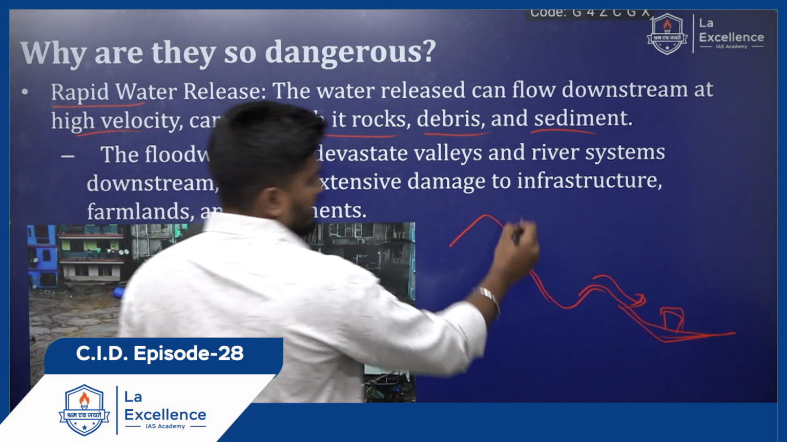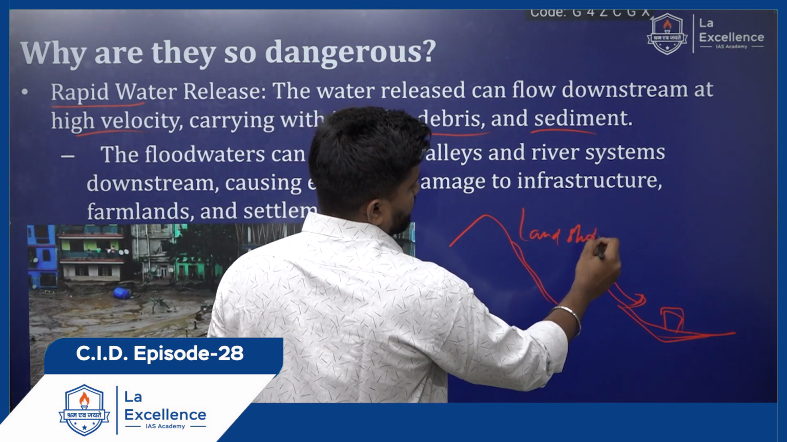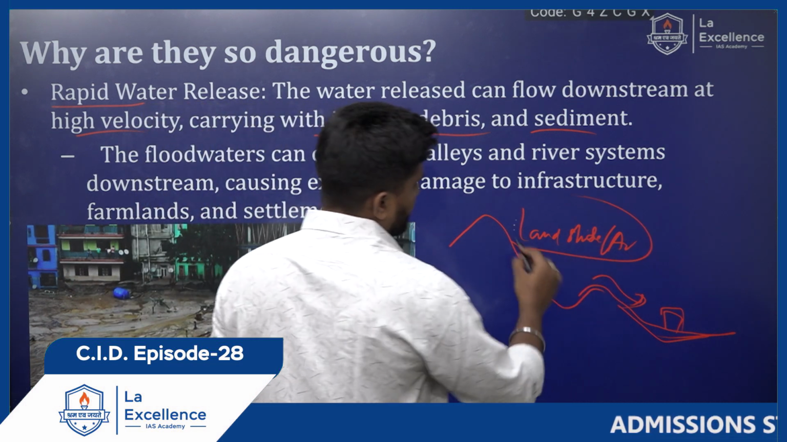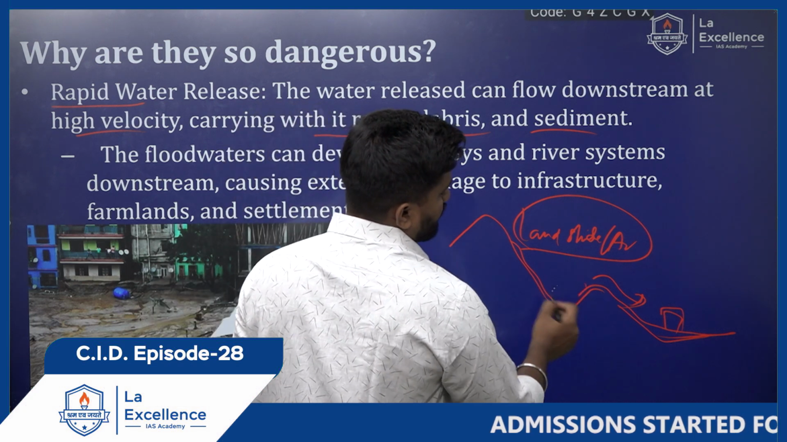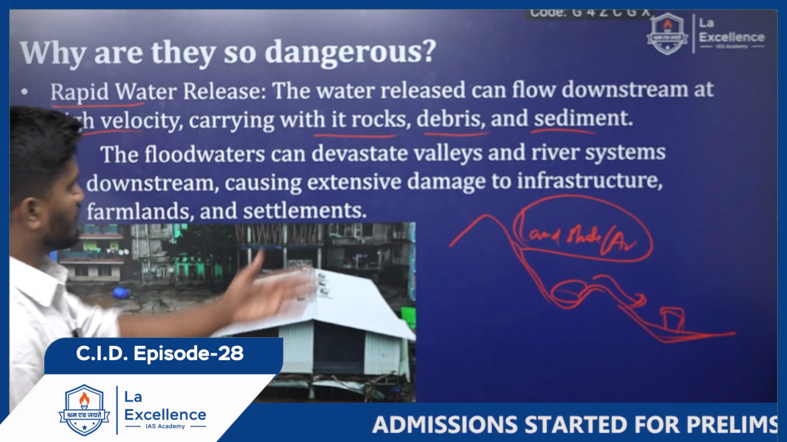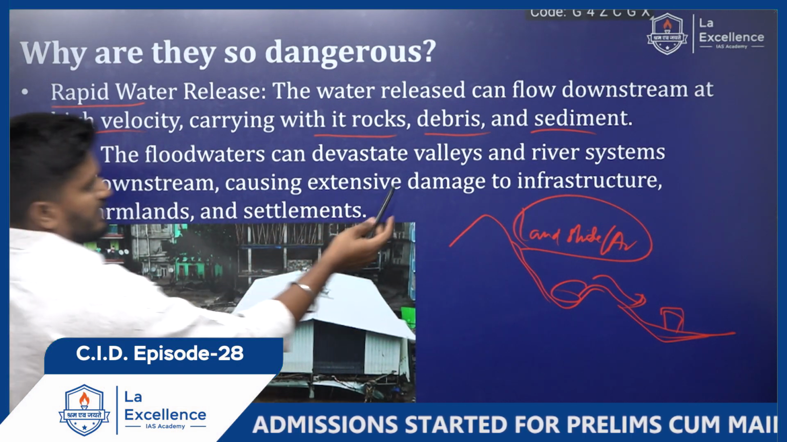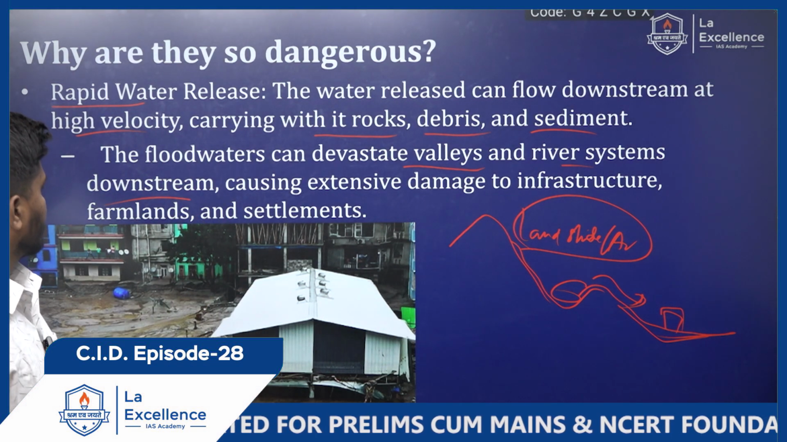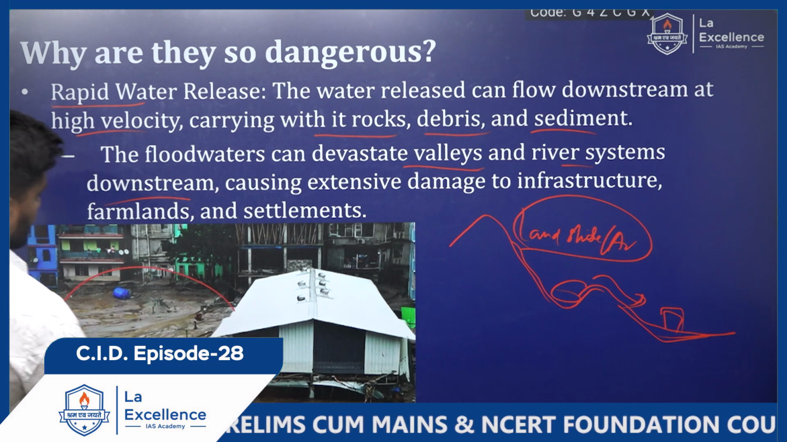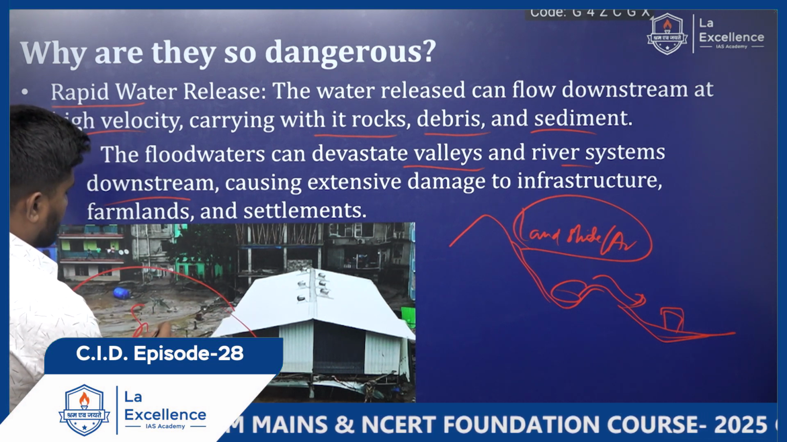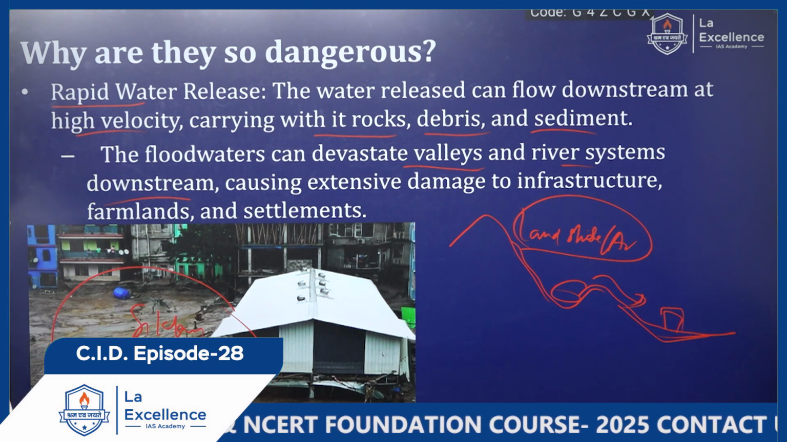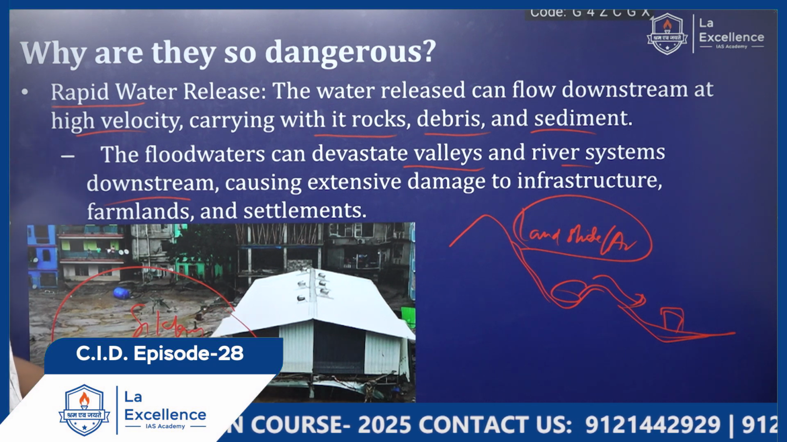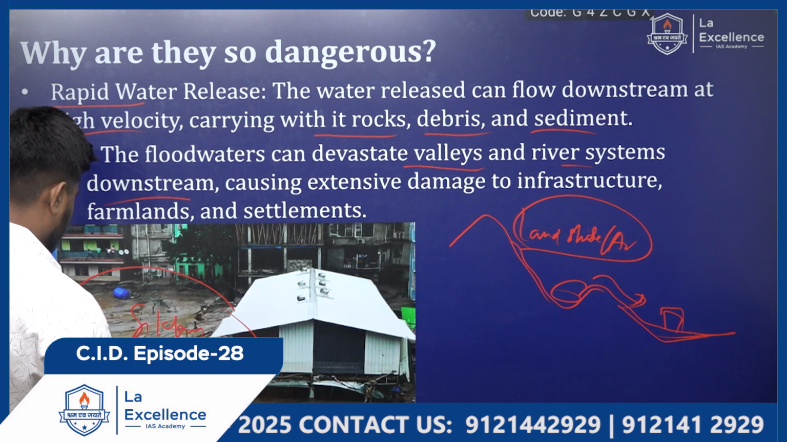It is similar to landslides or avalanches. Whereas in landslides and avalanches there is dry debris along with ice and air, here along with the debris there will be water included. So it becomes more dangerous compared to avalanches and landslides. This flood water can devastate valleys, river systems and downstream regions, causing extensive damage to infrastructure, farmlands, and settlements. So this is an image from the recent Sikkim glacial lake outburst flood. See how the region below the floods is filled with sediments and water. So it is a very dangerous disaster.